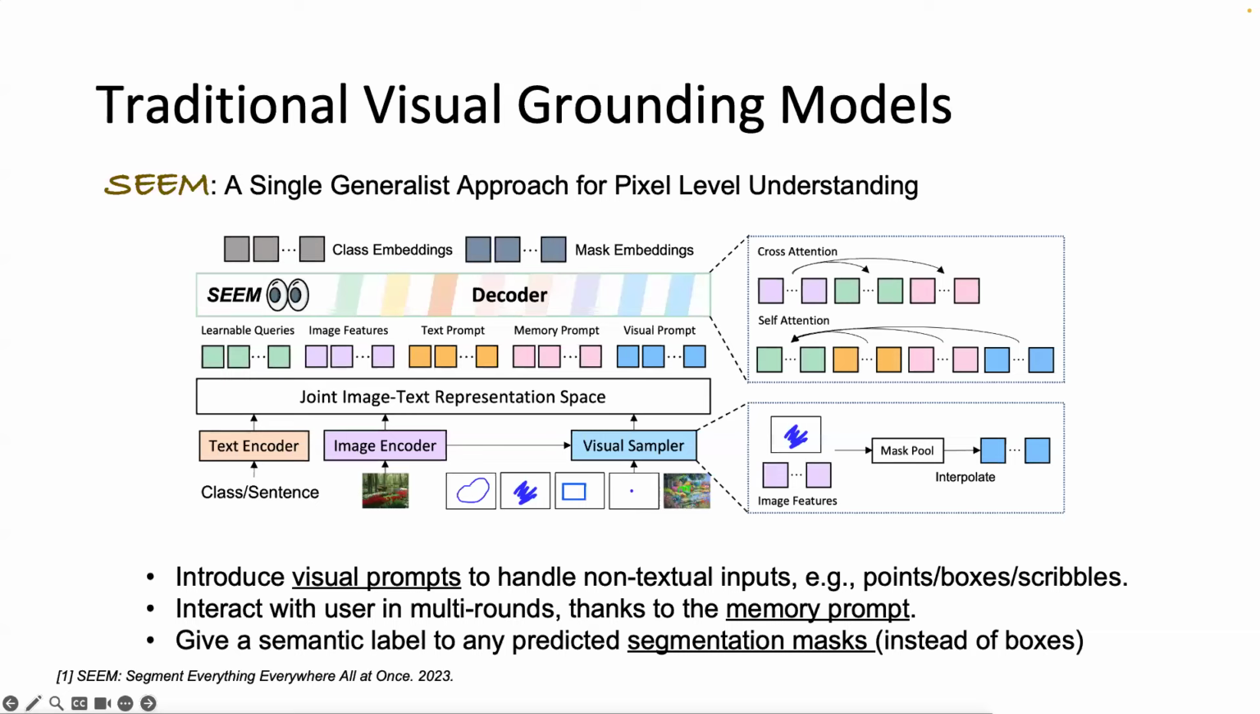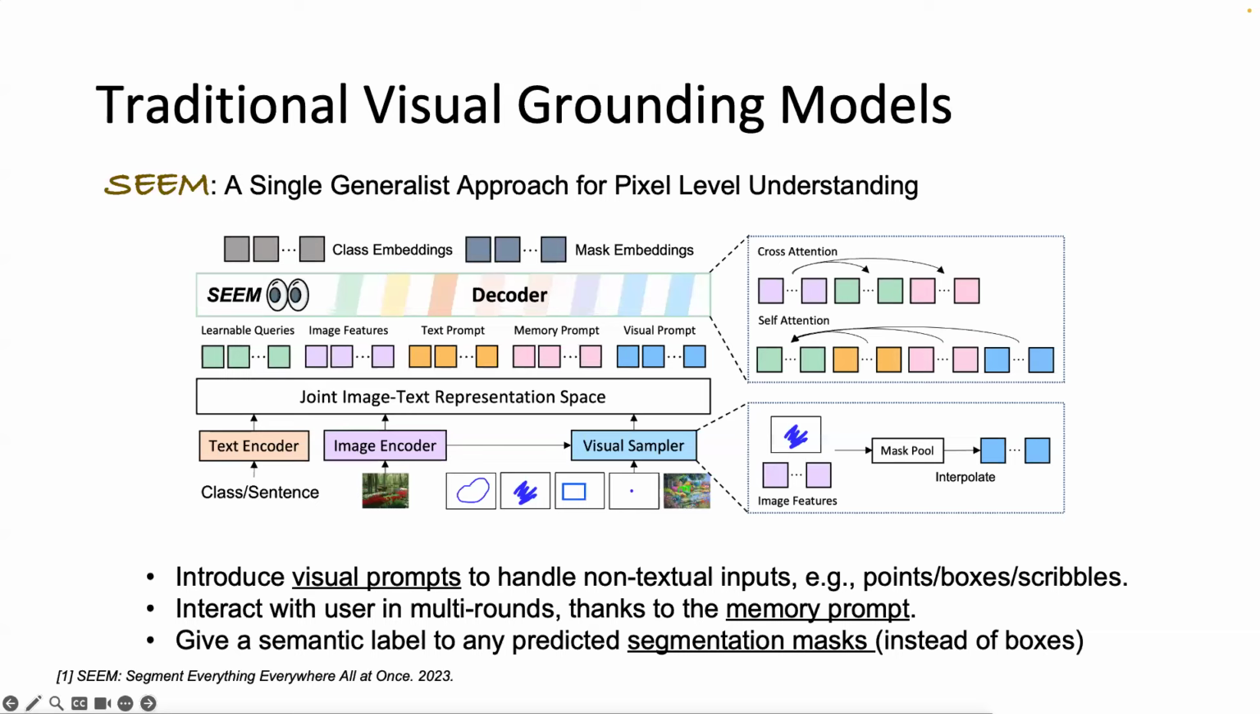And later, there's a work called SEEM, whose full name is Segment Everything Everywhere All at Once. Very global picture, right? Yeah, so I consider it a single generalist approach for pixel-level understanding. So it doesn't actually output regions like a bounding box; it focuses more on semantic, pixel-level understanding, like segmentation masks.